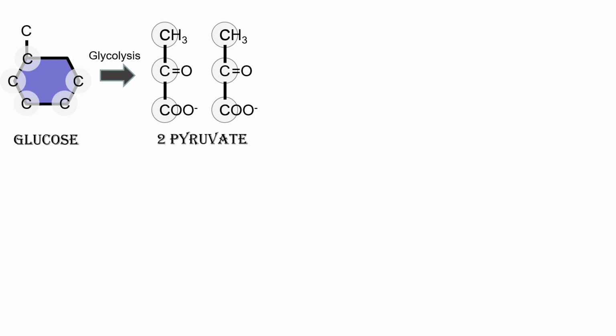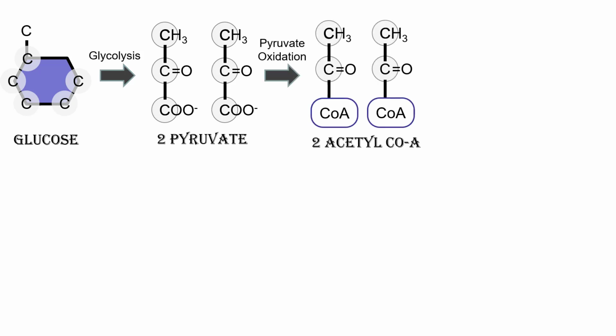Now, pyruvate, you can see there's two molecules here, and they each have 3 carbons. So again, follow the carbons. The carbons will help you. Those 2 molecules of pyruvate enter what we call pyruvate oxidation. So again, oxidation is when pyruvate is going to lose electrons, and in this case, it loses carbons too.